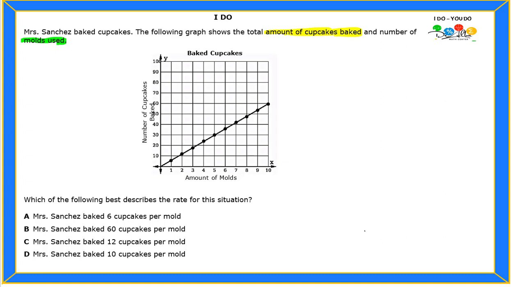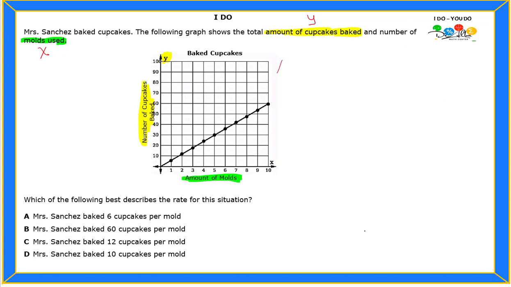We need to identify where the labels are going to be for X and Y. So the Y is my number of cupcakes that she bakes, and the X is the amount of molds that she needs. With that in mind, I'm going to go back now and write down my X and my Y on the problem. So the amount of cupcakes that she bakes is going to be my Y, and the molds that she uses is my X.